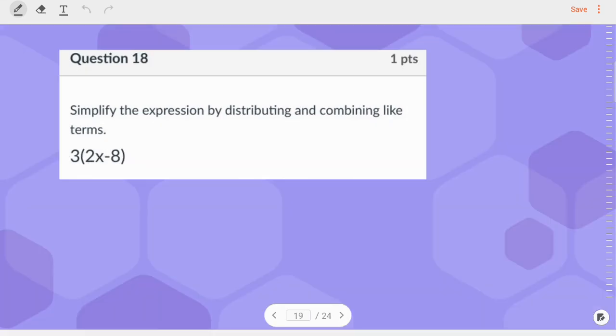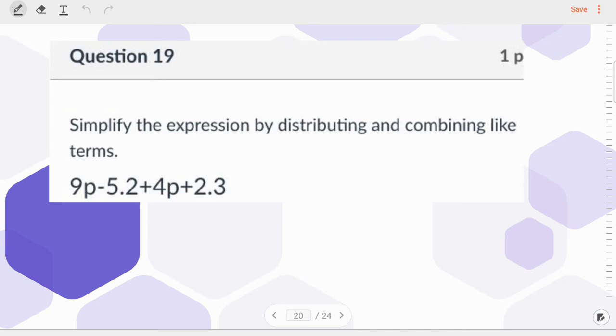Simplify the following expression, distributing and combining like terms. Okay, so distributing always comes first, and I can tell there's distribution because of the parentheses. 3 times 2 is 6x. 3 times -8 is -24. As I look at my two terms, as I snip them apart, one has an x and one does not, so that is as simplified as I can make it. That's my final answer.